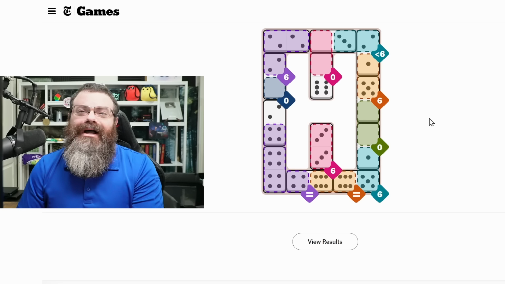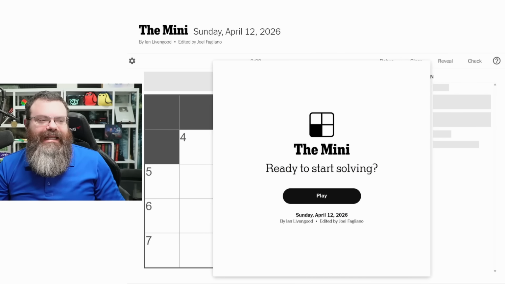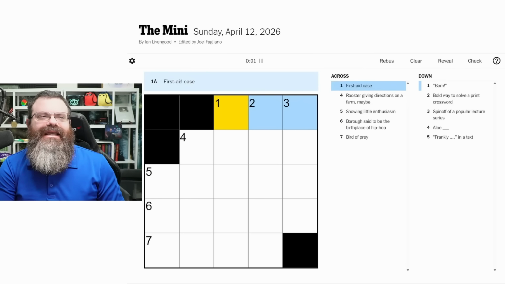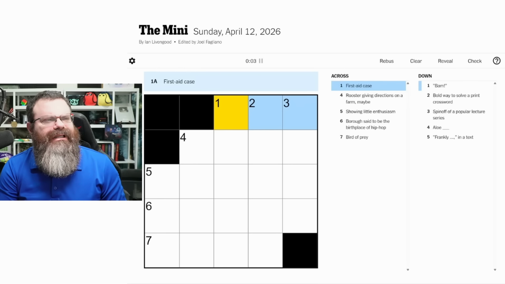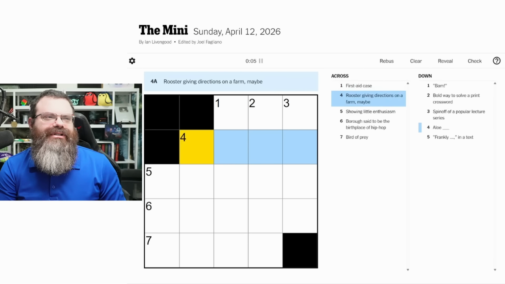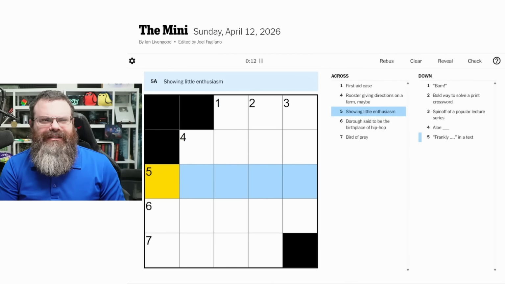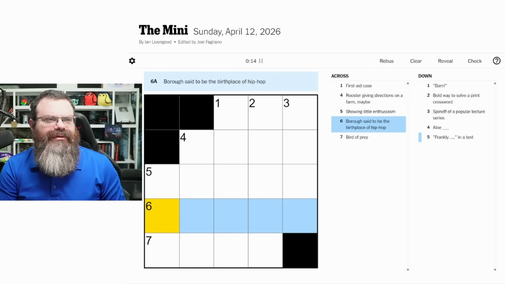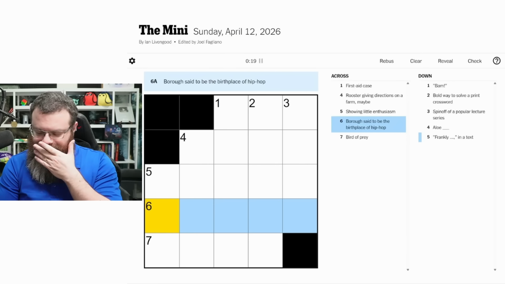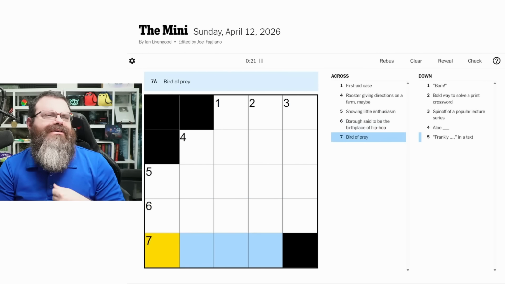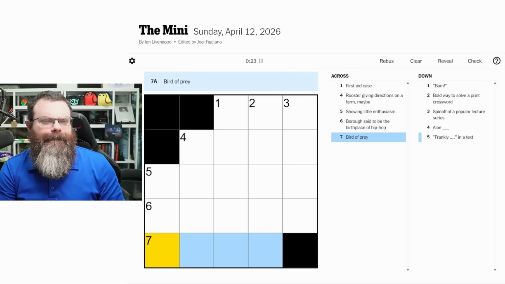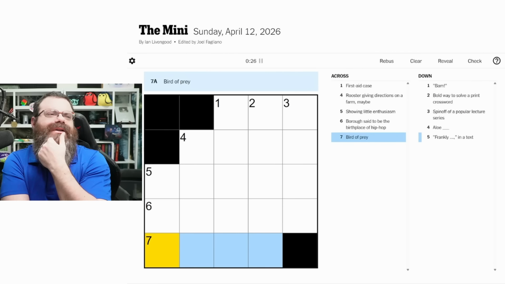All right, cool. Well, how'd you do? Hello, let's do the mini and Midi crosswords for Sunday, April 12th. Let's play. First aid case. Not sure. Rooster giving directions on a farm, maybe. Showing little enthusiasm. Burroughs said to be the birthplace of hip hop. Shoot. Bird of prey. Are we looking for a specific one or just another name for that?